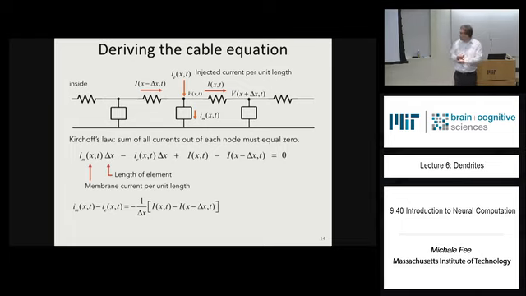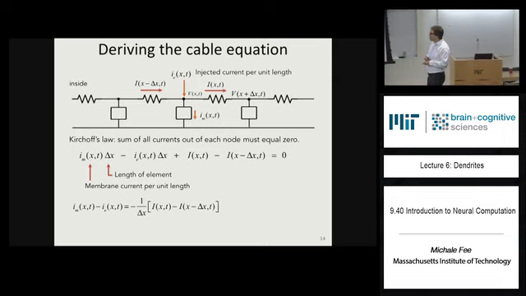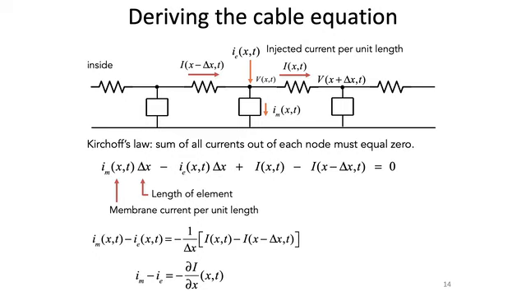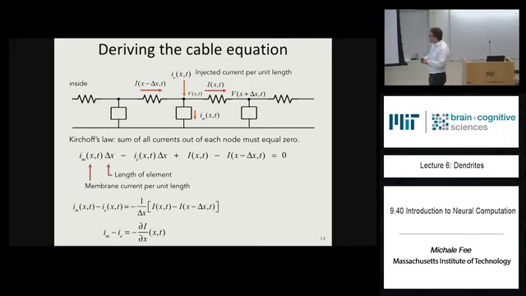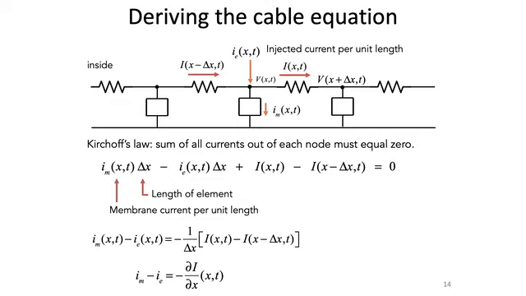Okay? So what is this? We've seen something like that before. It's just a derivative. First derivative of I with respect to position. Okay? So now what you see is that the membrane current minus the injected current is just the first derivative of I. Okay, so hang in there. We're going to substitute that with something that depends on voltage. All right, so how do we do that?